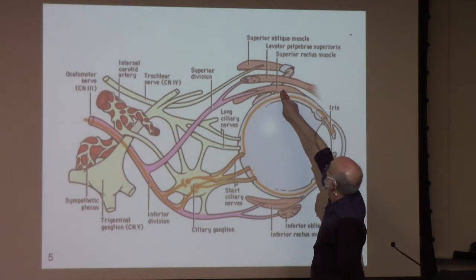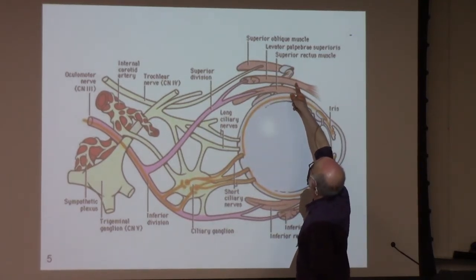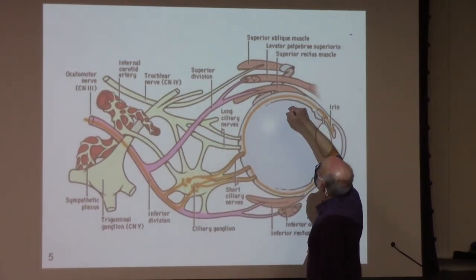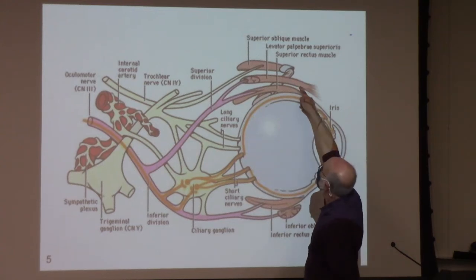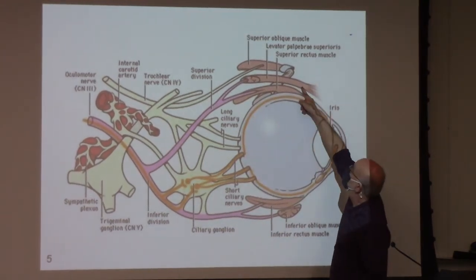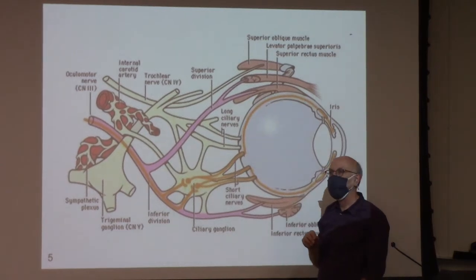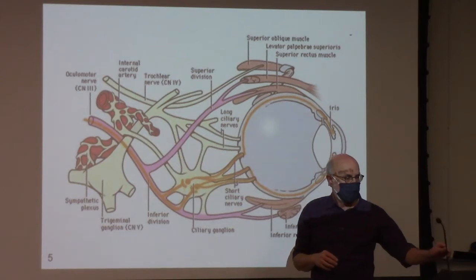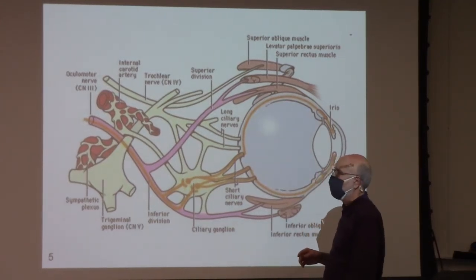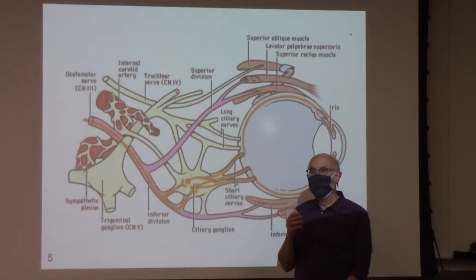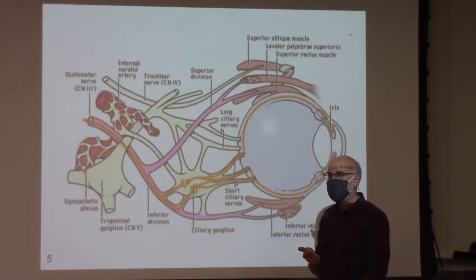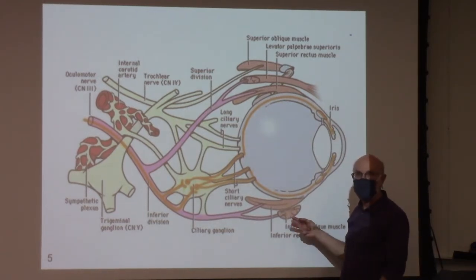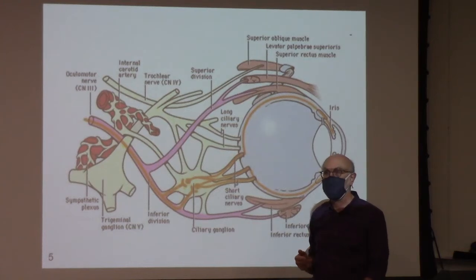It also innervates muscles that control the eyelid. Well, let's just say the eyelid, right? I'm not going to test you on that, but I could test you on knowing that the oculomotor nerve innervates the medial rectus, the inferior rectus, the superior rectus, and the inferior oblique. 4 of the 6 muscles.